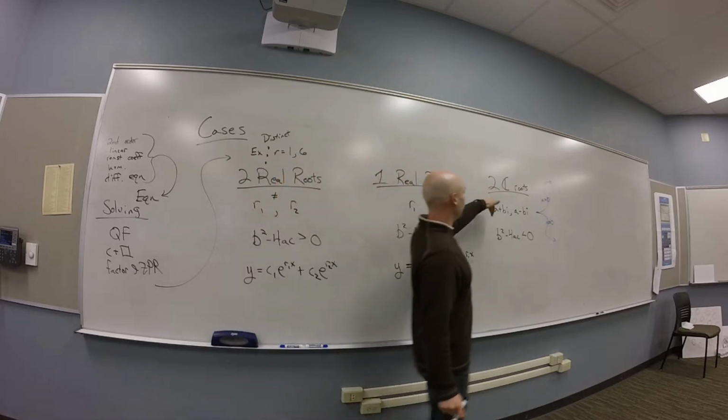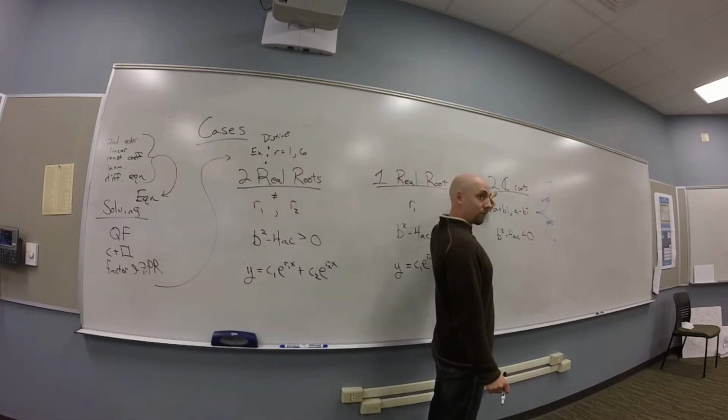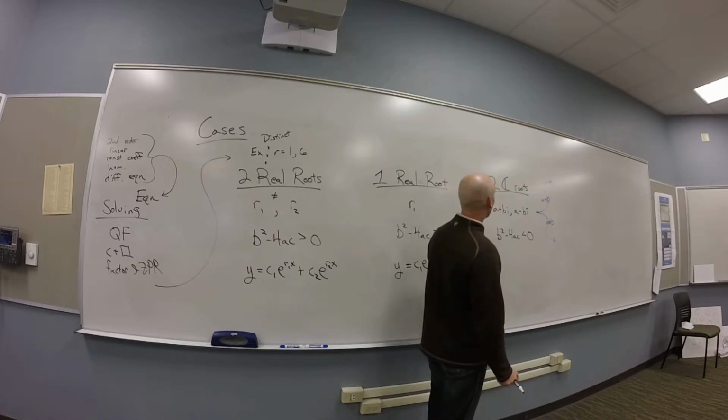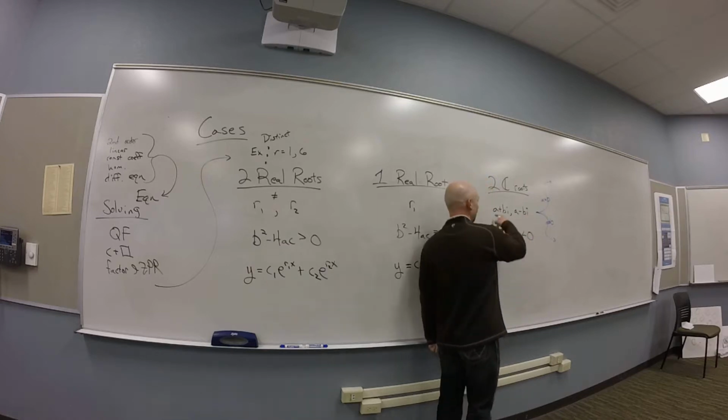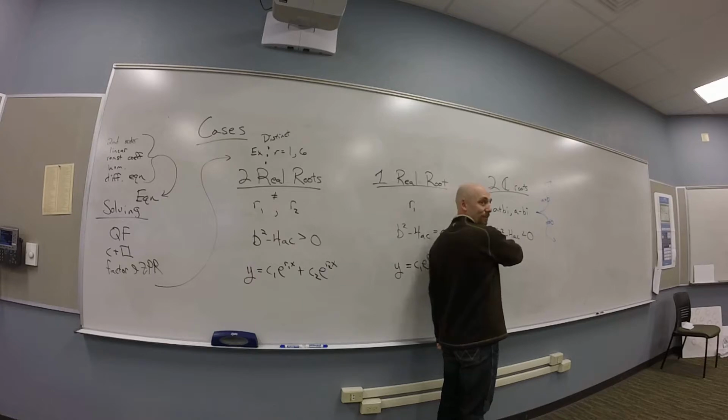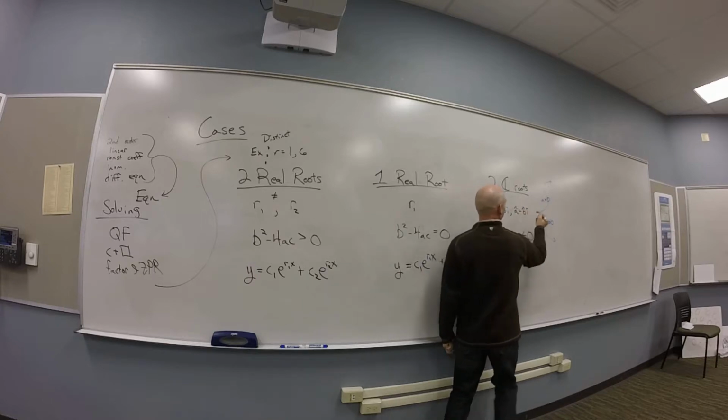So if I have two solutions that are complex conjugates, right? a plus bi and a minus bi. Please notice the a and b here are different than the a and b here. I'm going to put some hats on these ones.